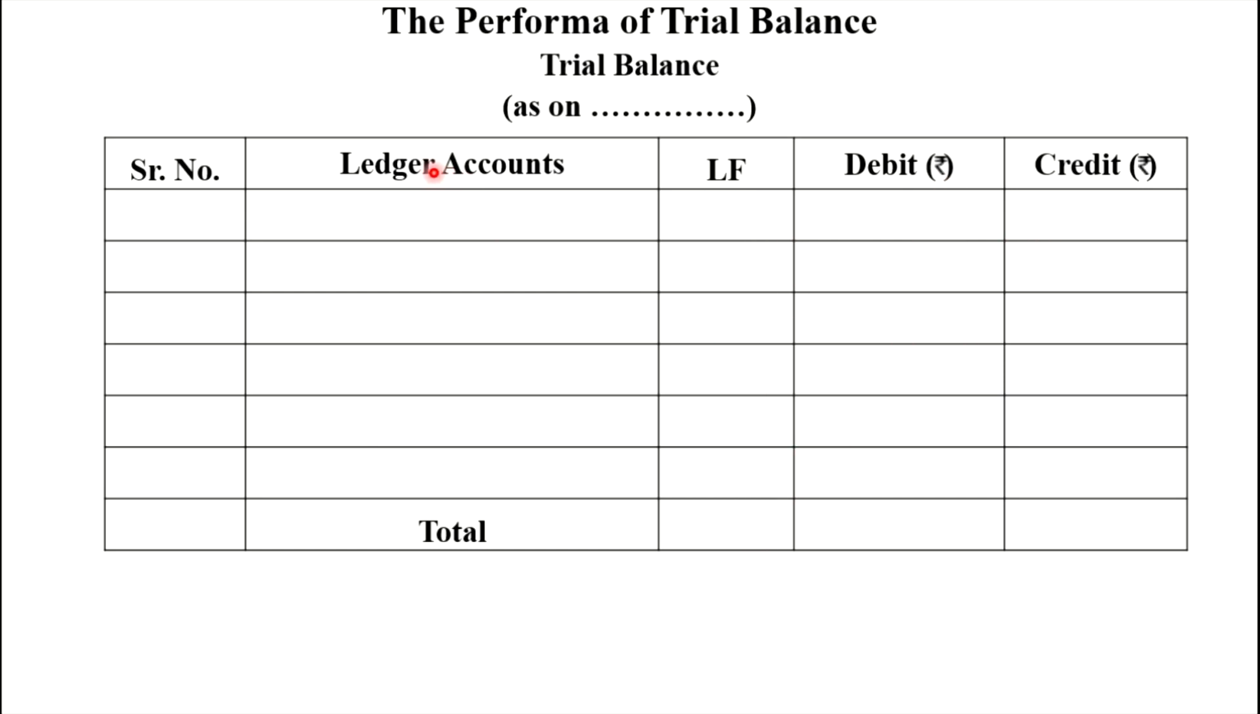First of all, we write down all the accounts which we have prepared in the ledger posting. Then we write down all assets and expenses accounts on the debit side and all liability, capital and income accounts on the credit side, and total both debit and credit. If the total of debit and credit matches, then we can say that all transactions are correctly recorded. Okay, this is the pro forma of trial balance.